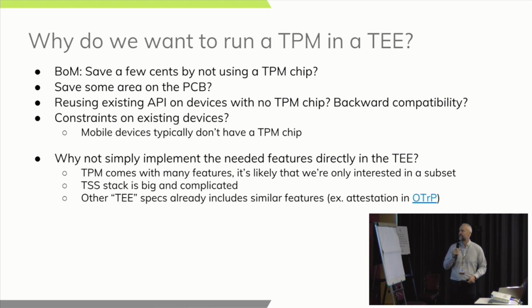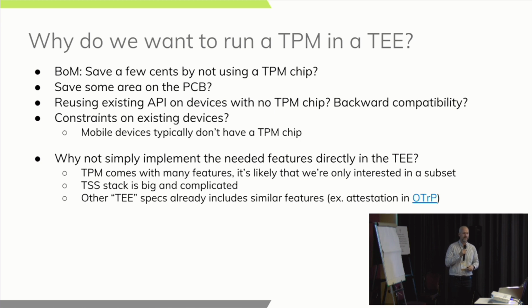I'm happy to hear what you are saying here. After chatting to people and looking into things, I've listed some things here. Some people are interested in saving cost. They don't want to put a TPM on the device, which I think is about $1 per TPM or something. PCB area can also be quite valuable in some cases, so you could save a few millimeters.